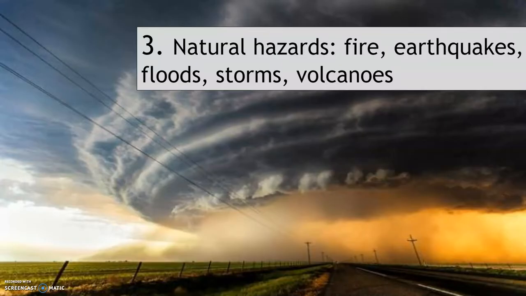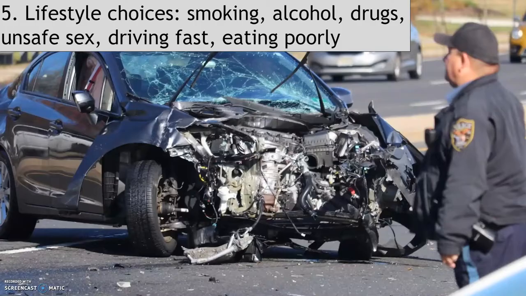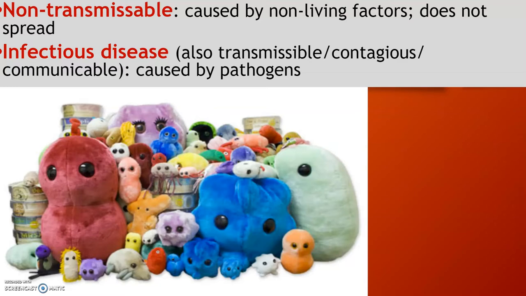The third is natural hazards, things like fires, earthquakes, floods, storms, volcanoes. 4 is cultural hazards, so things like unsafe highways, poverty, unsafe working conditions, assault. And 5 is lifestyle choices: smoking, alcohol, drugs, unsafe sex, driving fast, eating poorly. All of these are different hazards.